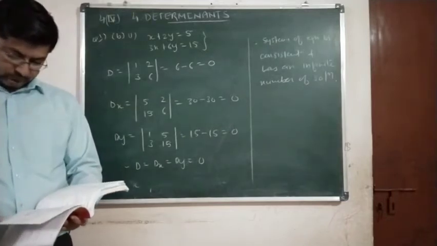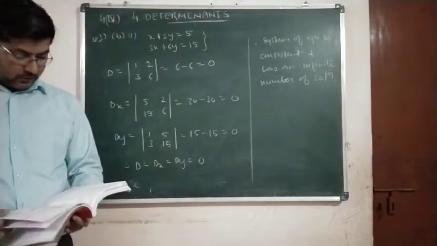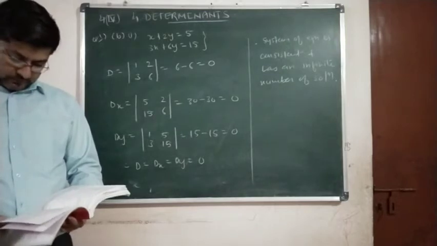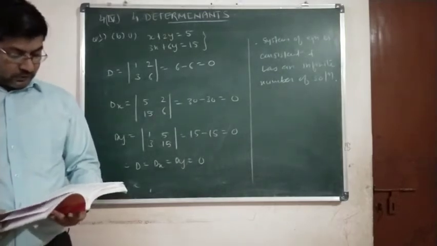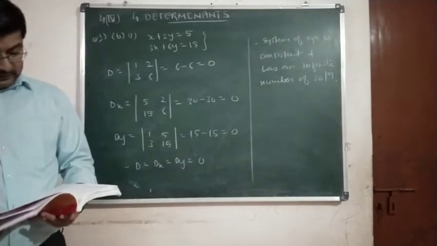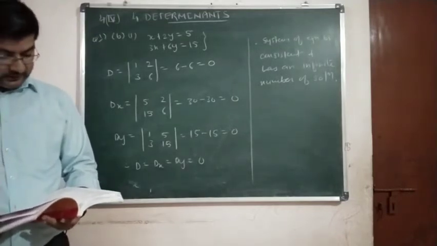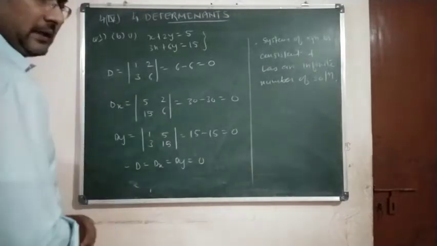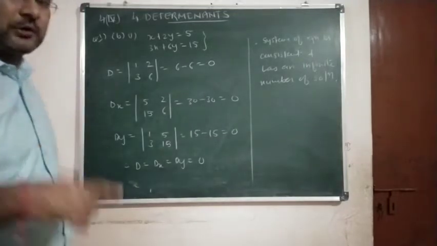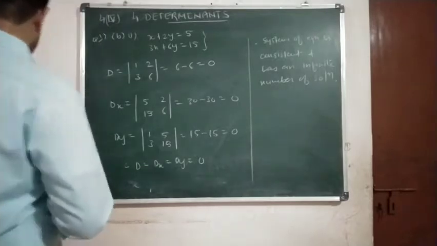So part B we have done. Now the second one of part B, question number 1b: we also have to show that the system is inconsistent and has no solution. Clear? So d must be 0 and any one of dx and dy will not be equal to 0. So let us do that.